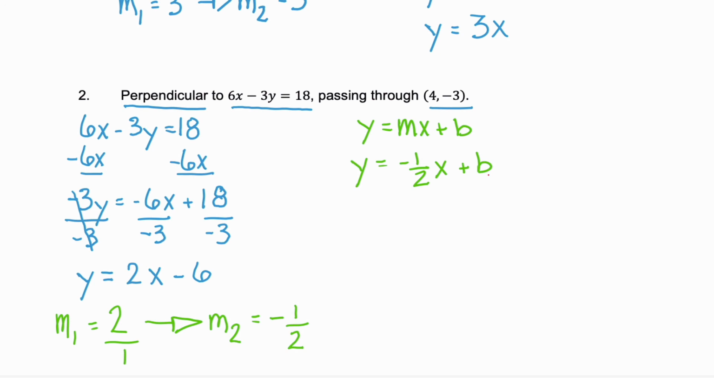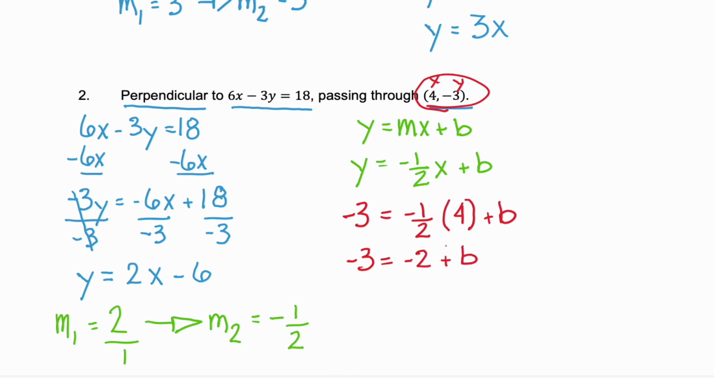Well, what's b? We don't know b, and the point we're given isn't an intercept, but it is a point that lies on our new line. So we can plug in that value for x and y and solve for b. So y is -3 and x is 4. We plug those into the equation that we have so far, and then we simplify. -3 equals -1/2 times 4 is -2 plus b. We add 2 to both sides because we're trying to solve for b, and we get -1 equals b.